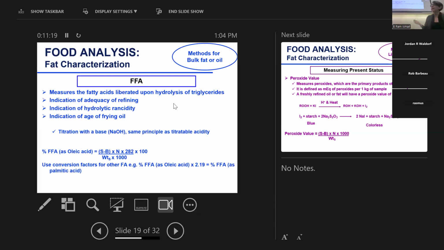Okay, so if you calculate it based on oleic acid, then there are conversion factors for different dominant fatty acids. So if it's palmitic, you multiply by a factor of 2.19. So usually there is a table that is given to you based on the oil that you're using. Usually you use the most dominant fatty acid in that oil. Okay.